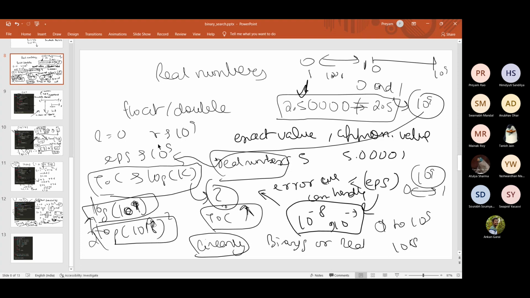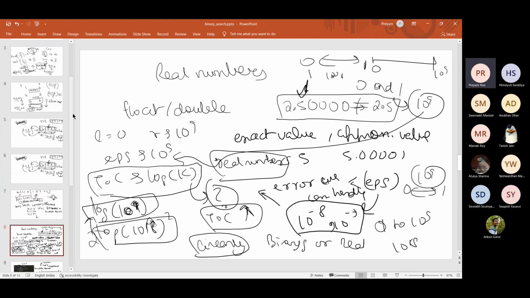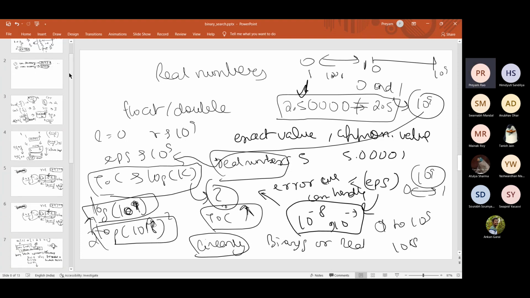Now, that is it with binary search. Are there any doubts about binary search? If there are not, then we'll look at one question. Are there any doubts? The whole part, real numbers, any doubts? Could you explain the last part once again, the time complexity part?